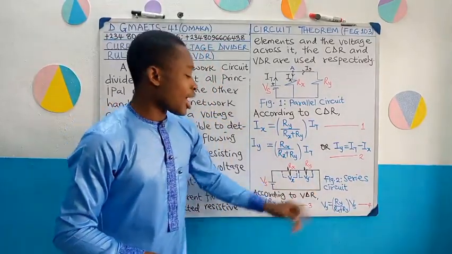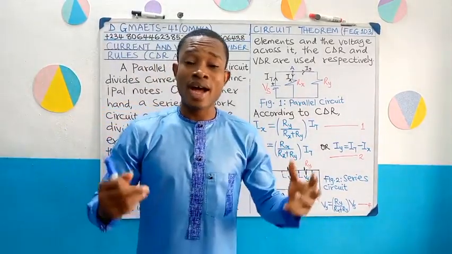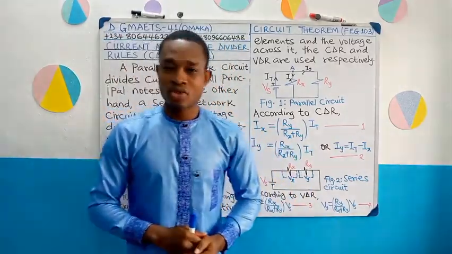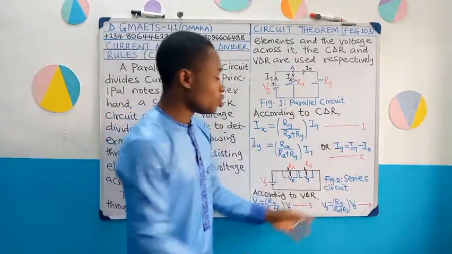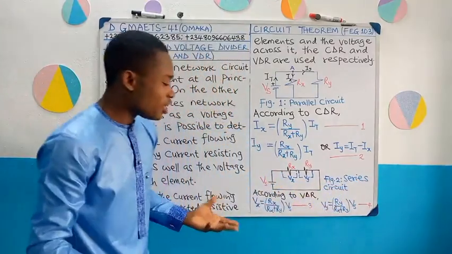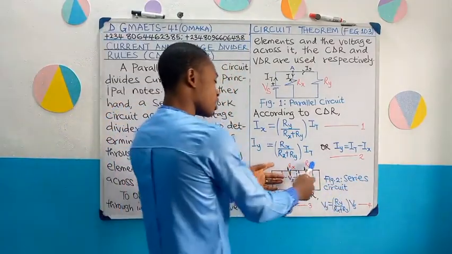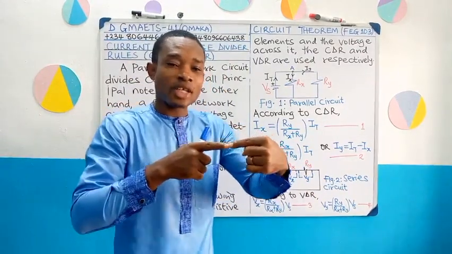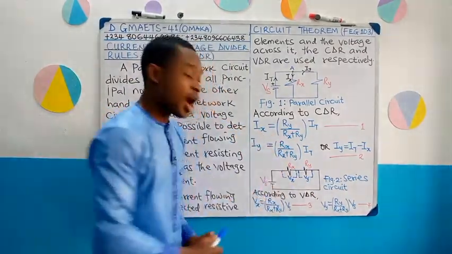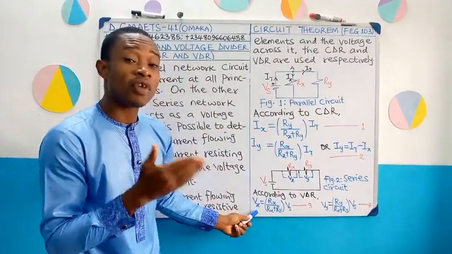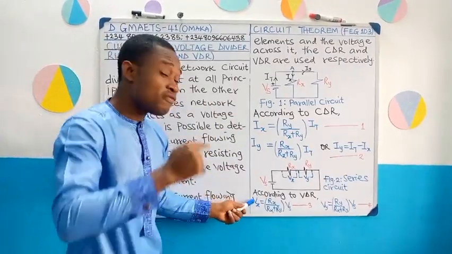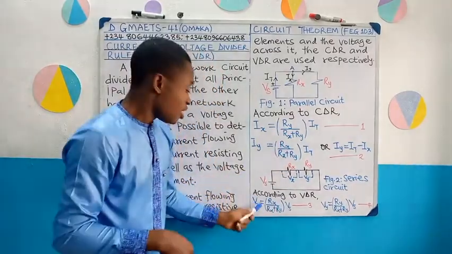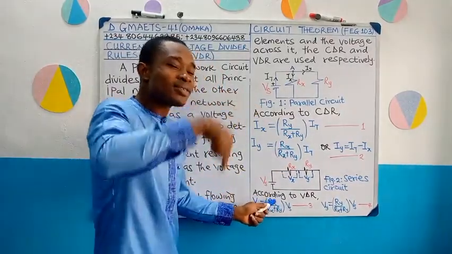Let us now quickly look at VDR. This time around, how to determine the voltage across a particular resistor in a given circuit. Here we have figure 2, series circuit. What is our VDR? You notice that Rx and Ry are connected in series now, end to end. So how can we determine the voltage across this R sub x? And here again we have the formula, equation 3, that V sub x, that is the voltage across this resistor x, is equal to R sub x.